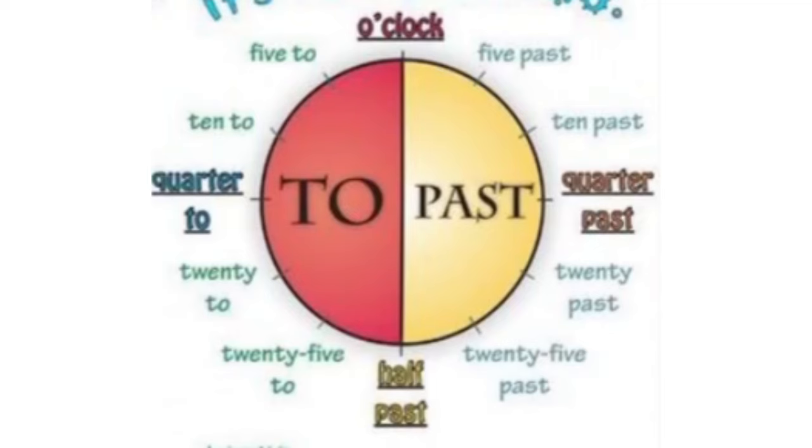And now we move to "to." 25 to, what is the next hour? 2. 25 to 2, 20 to 2, 1:45, 10 to 2, 5 to 2.